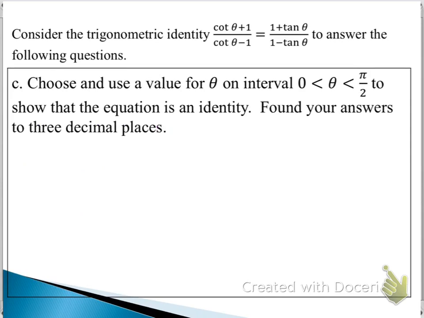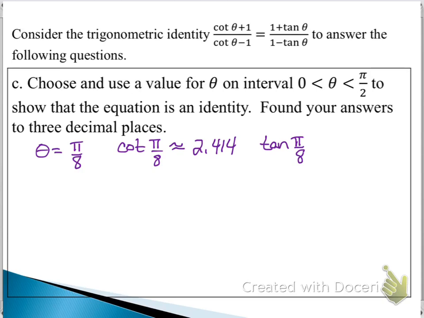Now we've got to choose a value. Obviously, we cannot use pi over 4, so since theta's between 0 and pi over 2, we're just going to use theta equal to pi over 8. You can choose any other value, any value except pi over 4. All right? And so if we choose theta equals pi over 8, then cotangent pi over 8, if you put this into the calculator in radian mode, is 2.414, and tangent pi over 8 would be approximately 0.414.